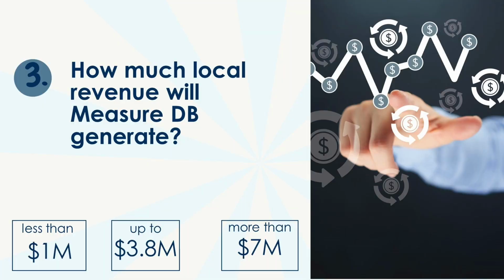Here's the third question. The ballot measure, known as Measure DB, proposes a 3/4 cent increase to the local sales tax to help fund a variety of community priorities: parks and trails, public safety, street improvements, infrastructure upgrades. How much will Measure DB generate annually?